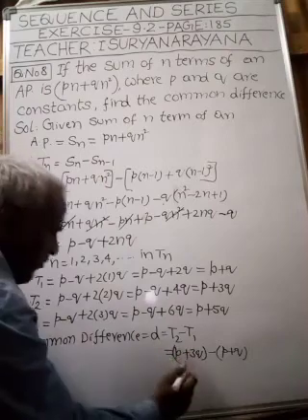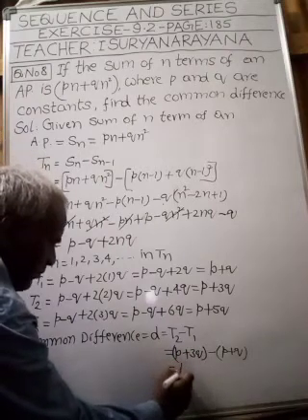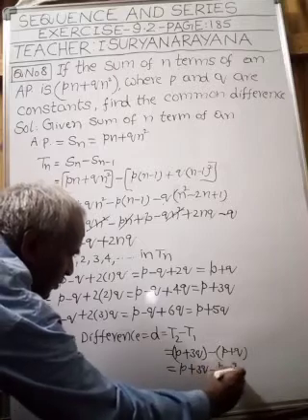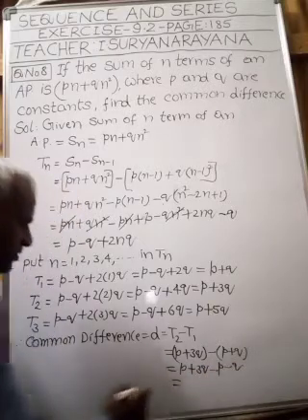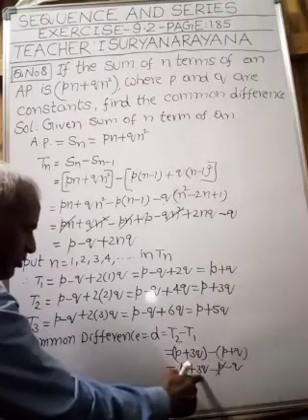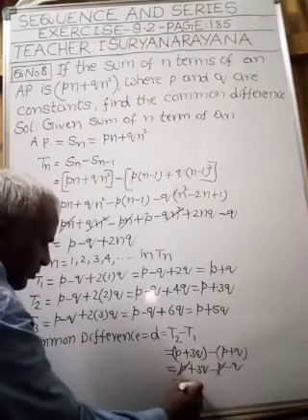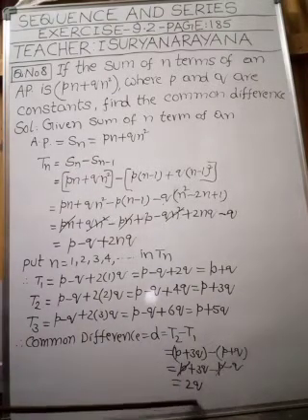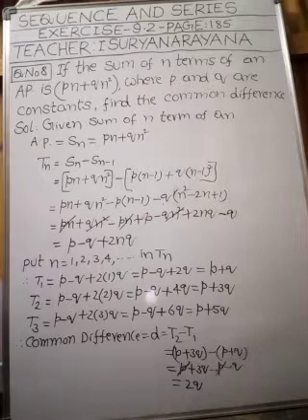Now let us simplify. P plus 3Q minus P minus Q. Okay, my children, understood this one? Plus P minus P gets cancelled. 3Q minus Q is 2Q. What is the common difference of this arithmetic progression? 2Q. Understood, my children? Right.